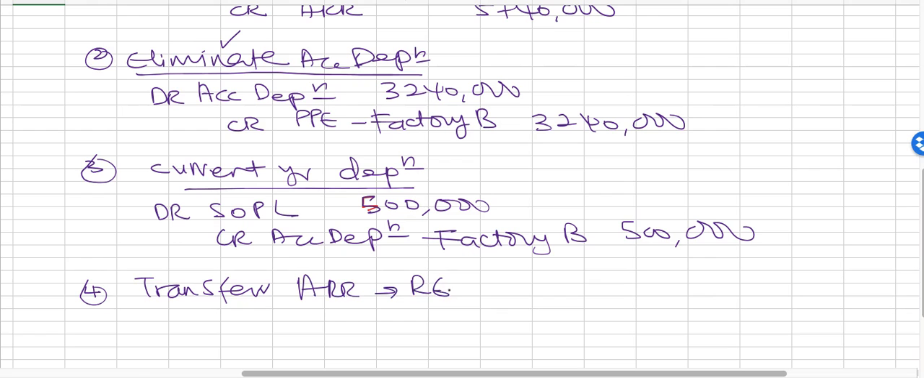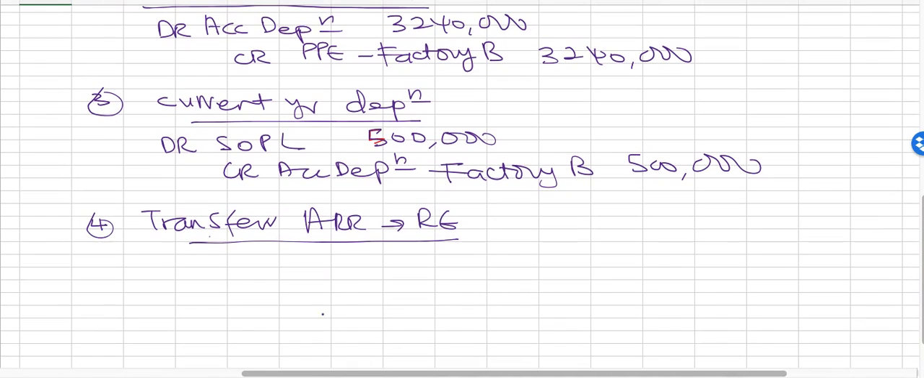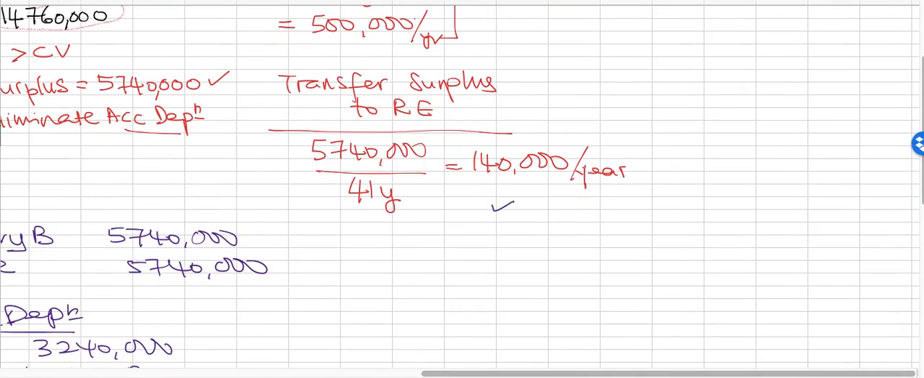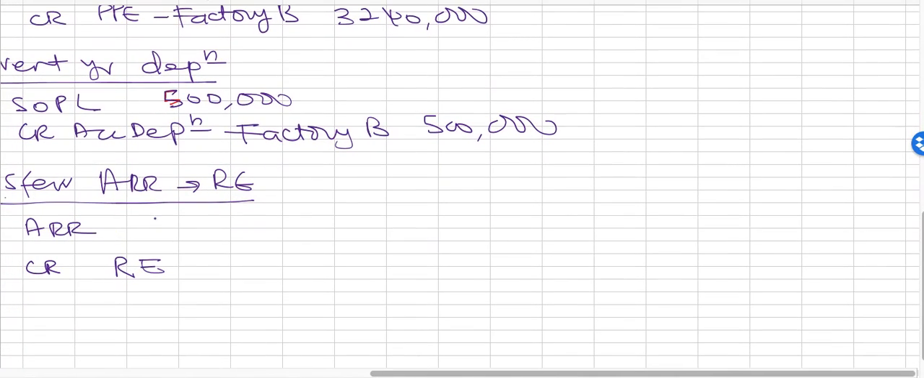to retained earning. So the journal entry, when you transfer ARR to retained earning, it means that you transfer out from ARR. So when you increase ARR, you credit ARR. So when you transfer out, you will reduce. So you will debit ARR and credit the retained earning. You take out from ARR and you put into the retained earning. That's why you will credit your retained earning. It means that your retained earning will increase. So the amount is 140,000.